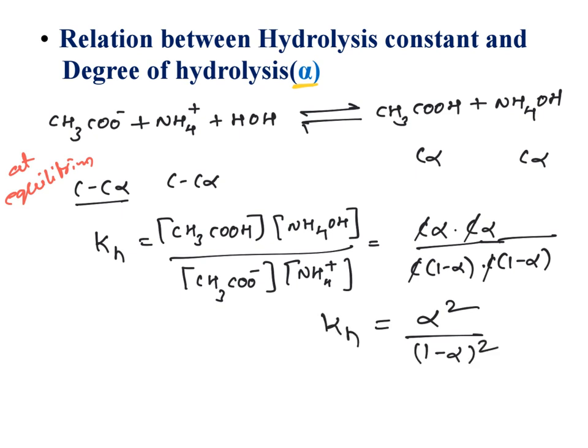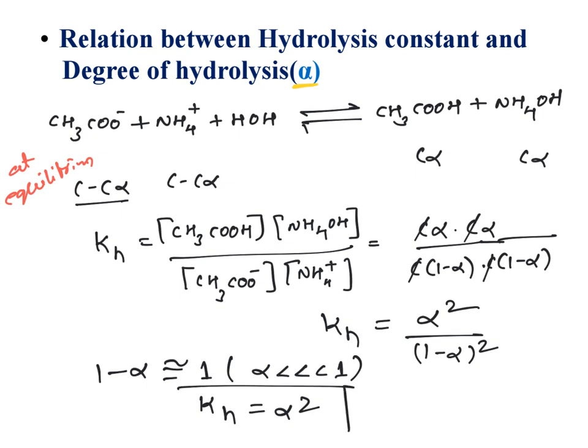KH. And we know that 1 minus alpha is approximately equal to 1, where alpha value is very negligible compared with 1. So I am taking it as unity. Then the overall expression becomes KH equal to alpha square. So in the previous two salt cases, concentration terms are involved in the hydrolysis constant, but for a salt of weak acid and weak base, it is independent of concentration. Alpha value depends on hydrolysis constant.